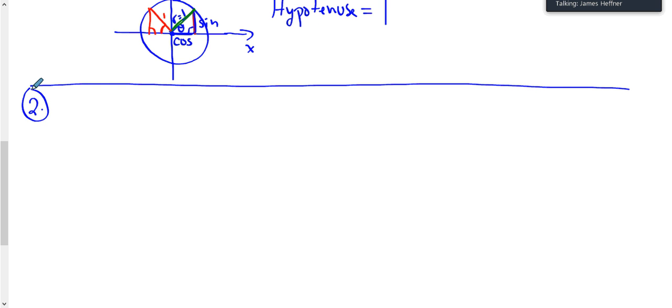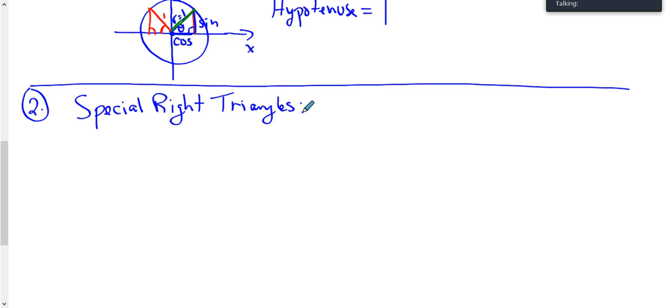See if this looks a little bit familiar. Special right triangles. Does this look familiar? 45, 45, 90. And so both of these sides are congruent. I'll call those x. Does anybody remember then what the hypotenuse of that is?